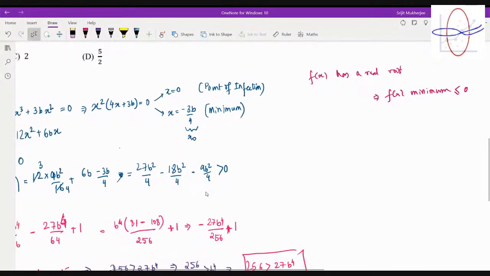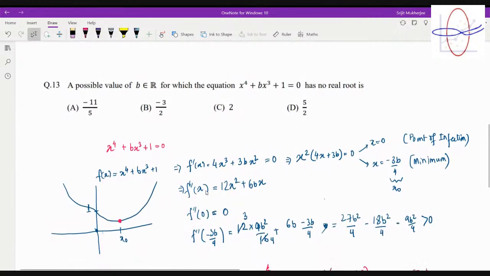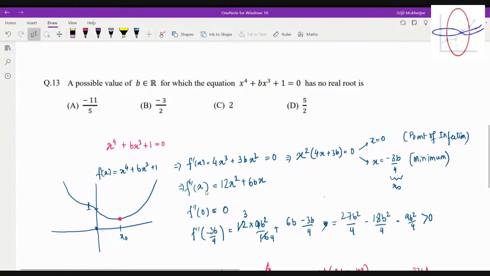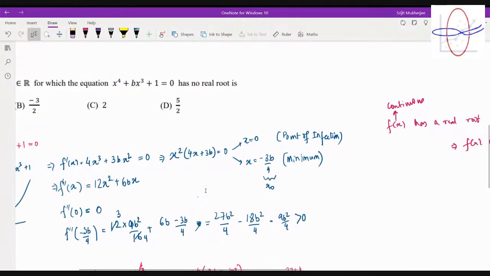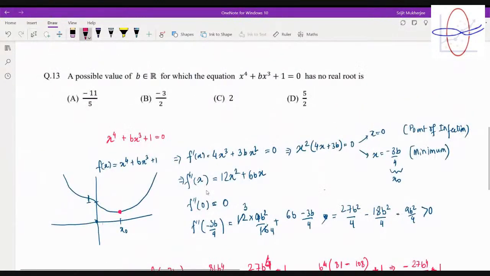Okay, f(x) is continuous, because it comes from the intermediate value property. If it's continuous and it's less than 0 somewhere and some other parts will be greater than 0, this implies a root. Therefore we have to find the minimum value. That's the idea. So let's differentiate it. f dash x is 4x cube plus 3bx square, and you do it. You see that 2 points are there, x is equal to 0 and x is equal to minus 3b by 4.